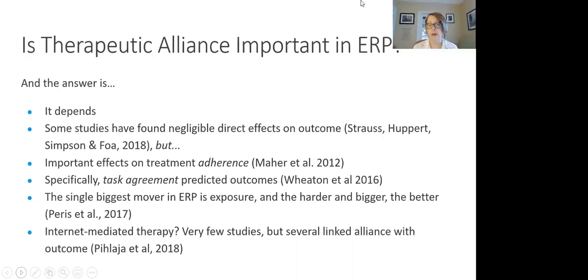I thought it might be interesting for you to know that it is actually linked with outcome, not specific to exposure, but when therapy is delivered on Zoom or via the internet, as we are doing now.